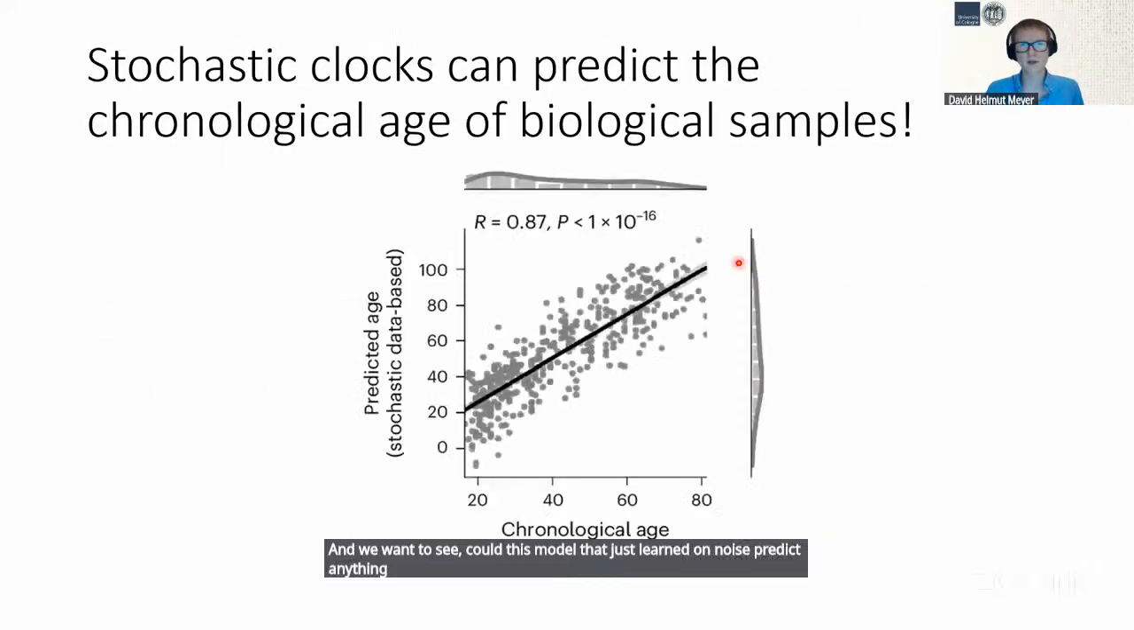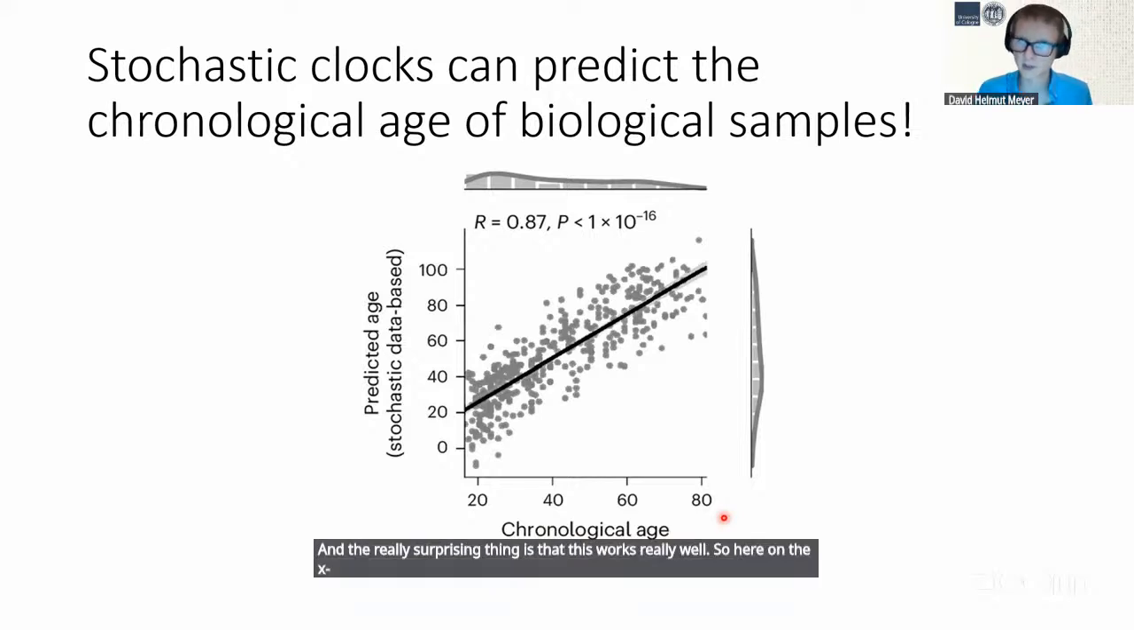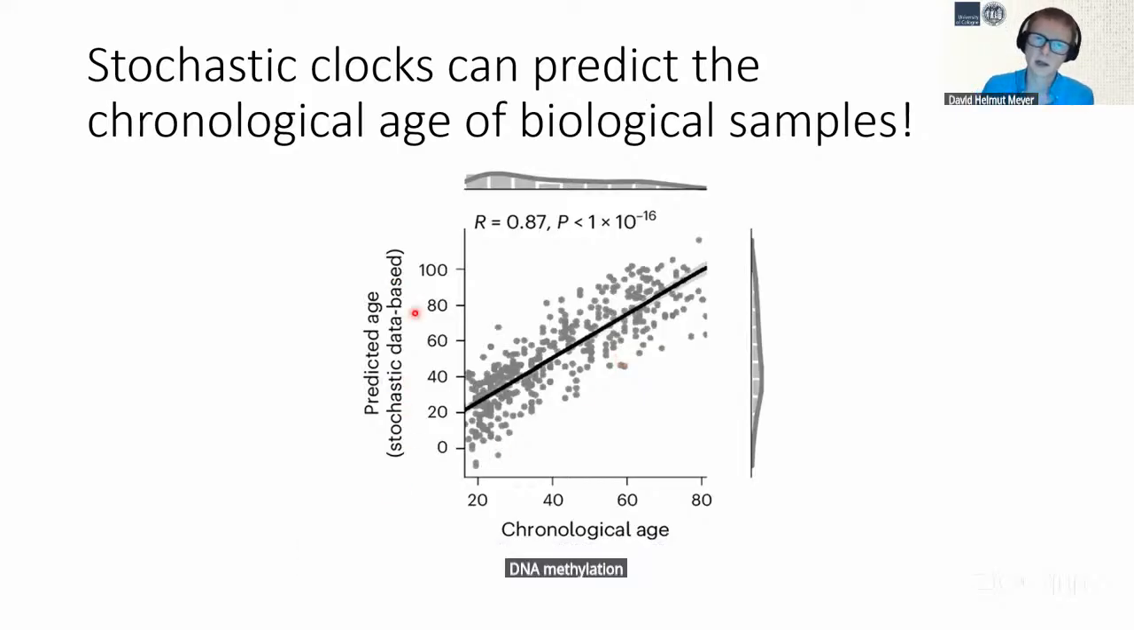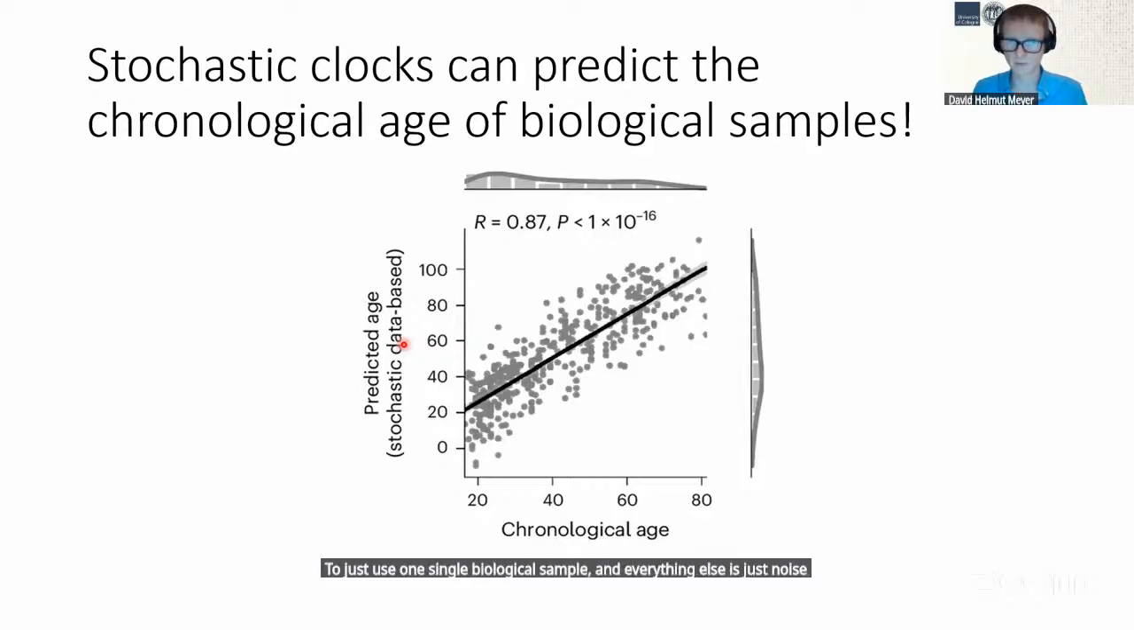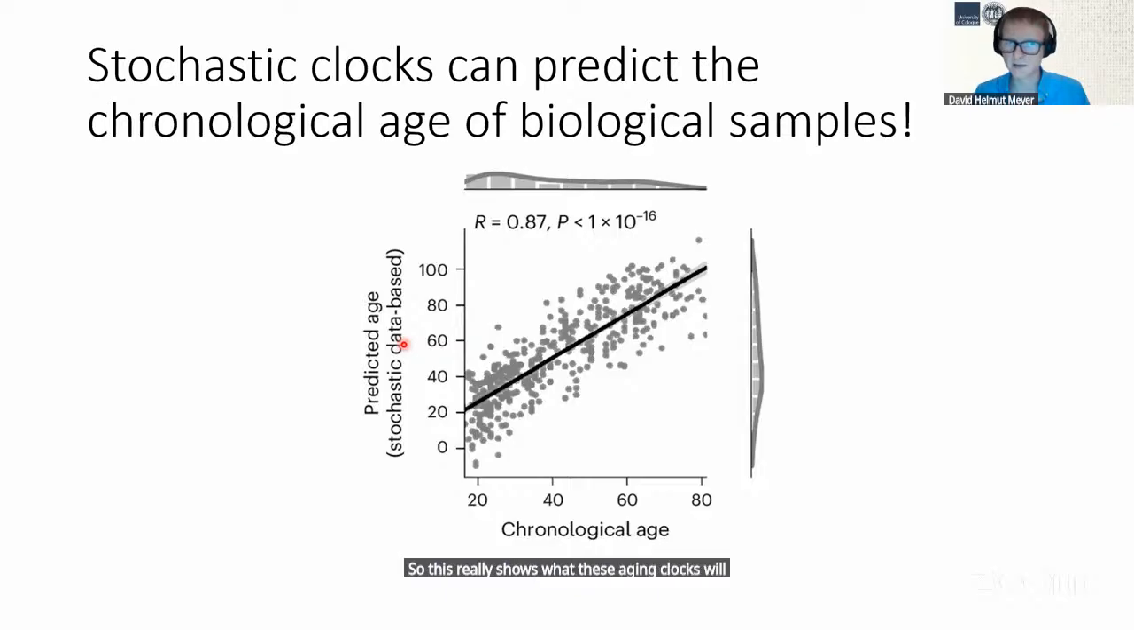And the really surprising thing is that this works really well. So here now on the x-axis is the chronological age of human samples. Every dot is an independent human blood DNA methylation sample. And on the y-axis is the predicted age with a clock that just used one single biological sample, and everything else is just noise that we add. So this really shows what these aging clocks learn and need is noise. You just need noise in your data, because with age, you have more and more noise.